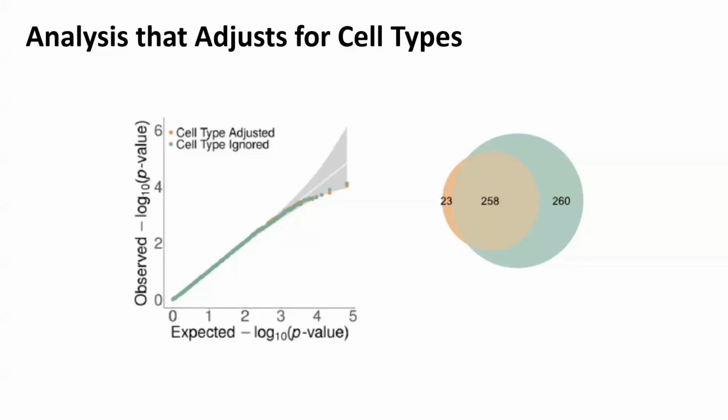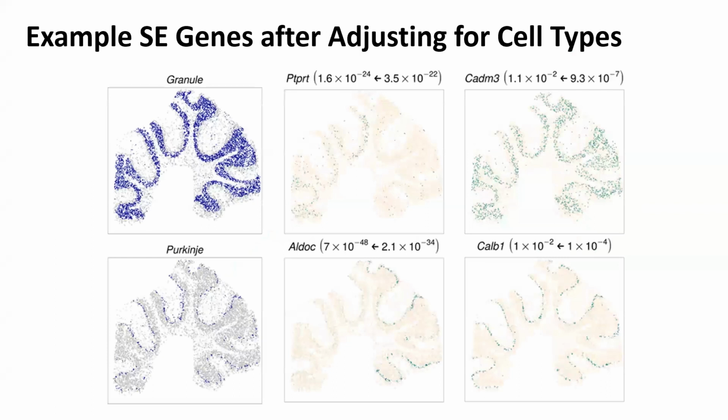But there are still about half of the genes left. So we decided to look at some of those genes to see what's going on. Why do they still show spatial expression pattern even when you adjust for cell types? So here are some examples. On top, the first row shows the cell type distribution. We're showing on top the granule cell type distribution, and on the bottom the Purkinje cell distribution. It's all colored blue for this particular cell type.